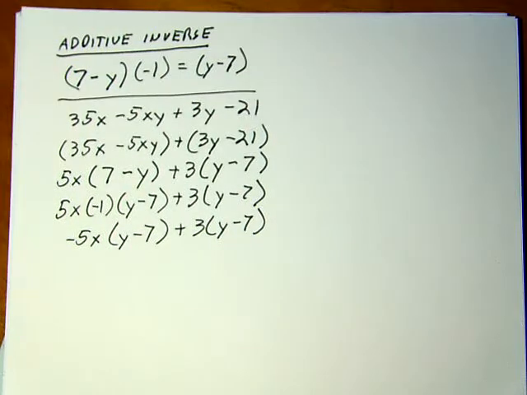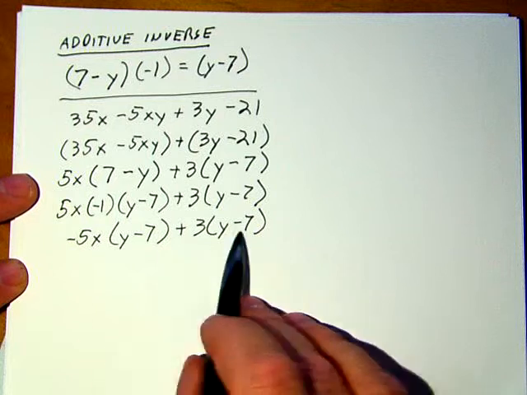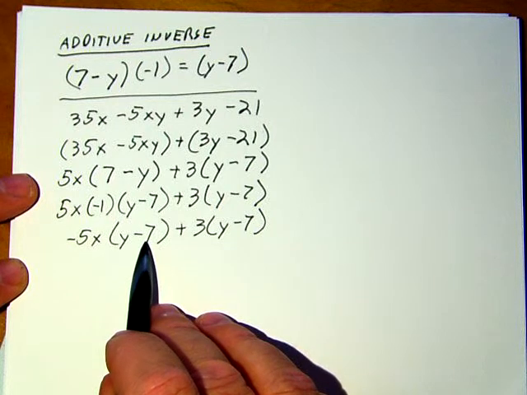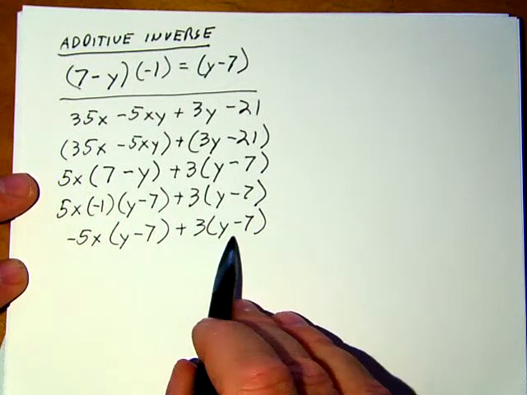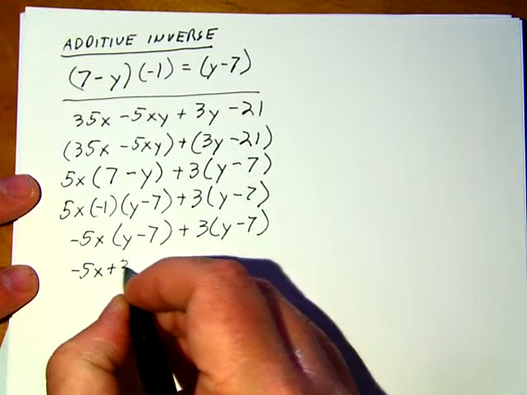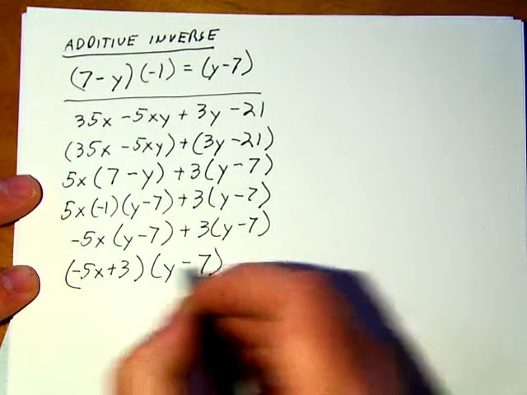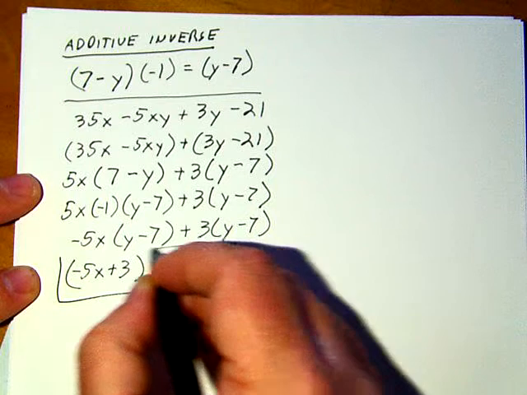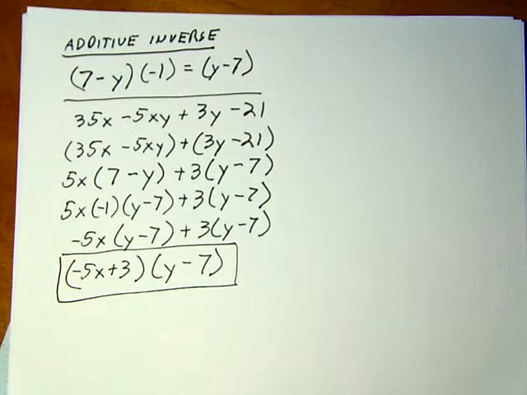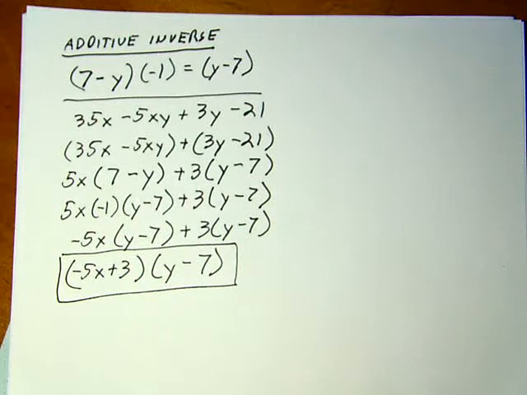And now I have my factor by grouping lined up perfectly, and I can say, hey, look how this turned out. I can use the distributive property in reverse order and say that my final factor is negative 5x plus 3 times y minus 7. And that is my completely factored form of the original problem, 35x minus 5xy plus 3y minus 21.